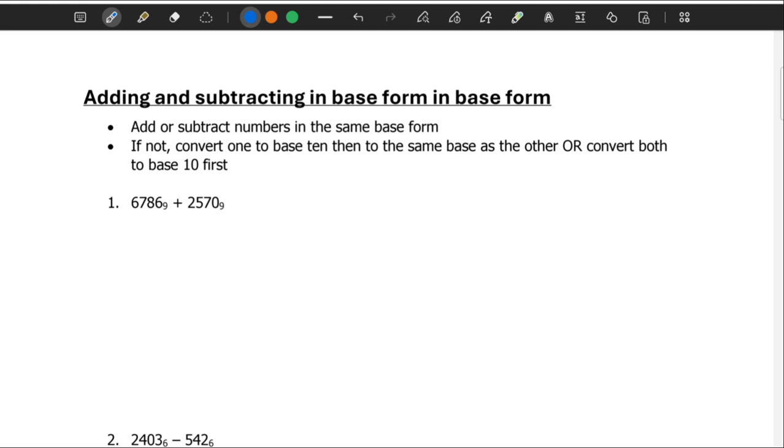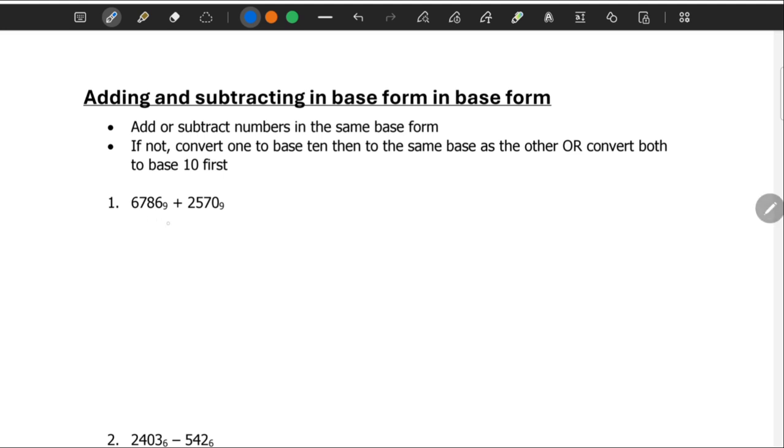So this differs a little bit from what we would normally do in base 10, in that you can actually do operations of subtraction and addition in the same base form. You just can't do it with a mixture of bases. You can't add something in base 2 to something in base 5 without converting them to the same base. But if they're both in base 2 or both in base 5, then you can add or subtract them.